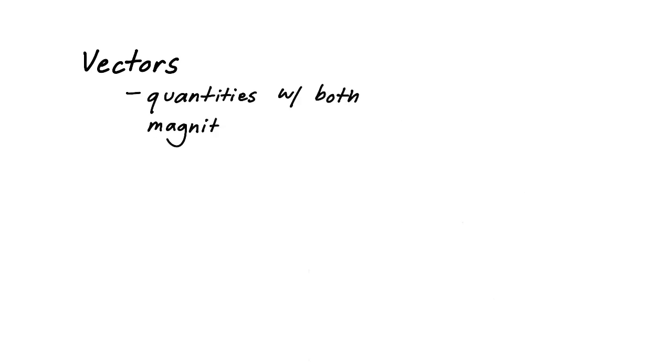Okay, so we start a new topic. So this is on vectors. Now let us define vector first. Vectors are quantities with both magnitude and direction. So far, since high school, elementary, we've been dealing with quantities that we call scalars. So itong mga scalars na ito, ang meron lang sa kanila ay magnitude.